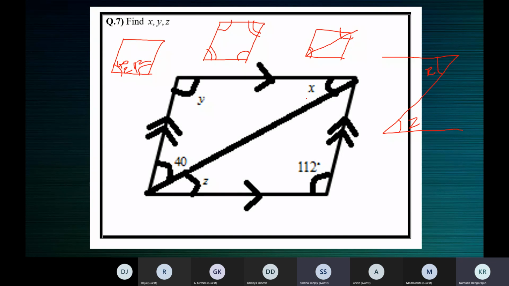Ma'am, I have a doubt, ma'am. Yes. Ma'am, 112, then Y is also 112 because opposite angles are equal. And for finding X, we can use adjacent angles supplementary, ma'am. No, I thought you were saying angle sum property of a triangle. You can also use angle sum property in a triangle: X plus Y plus 40 is equal to 180. What did you say? Adjacent angles are supplementary, ma'am. We can use that property here.